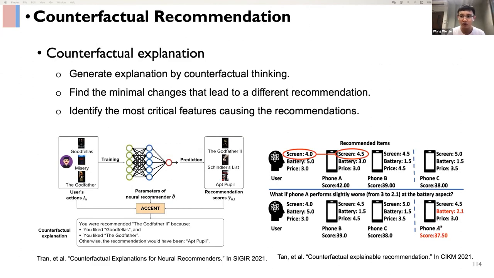As to counterfactual explanation, it's easy to understand in this example. You were recommended the Godfather 2 because you like Goodfellas and you like the Godfather 1, right? Otherwise the recommendation would have been another movie. This is the case of counterfactual explanation. You have done this and this, so we recommend this movie. If you hadn't done these things, we would not recommend this one. So this is called a counterfactual explanation.